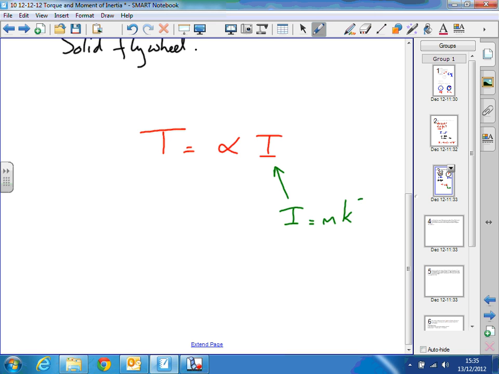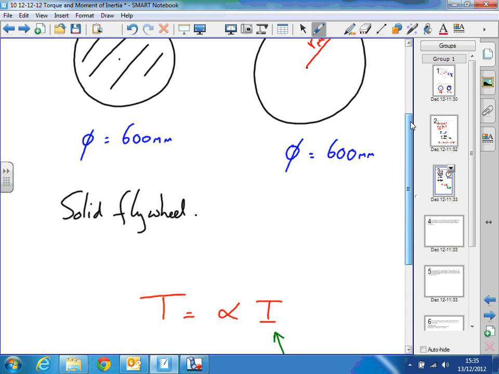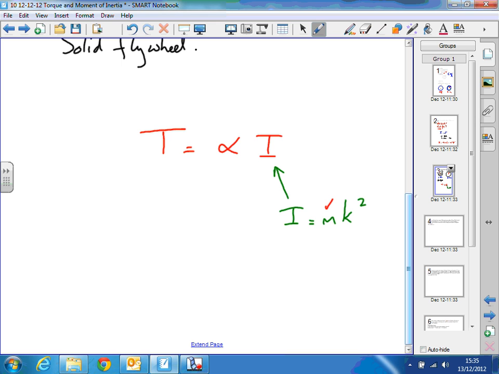I equals mk squared. So do I know m? Yeah. Do I know k? I can find it, can't I? For the solid flywheel, k equals the radius over the square root of 2. And I know the radius, so I can find k. I can plug that into this formula here to find I. Once I've got I, I can plug that into there. So that's my approach to that bit.